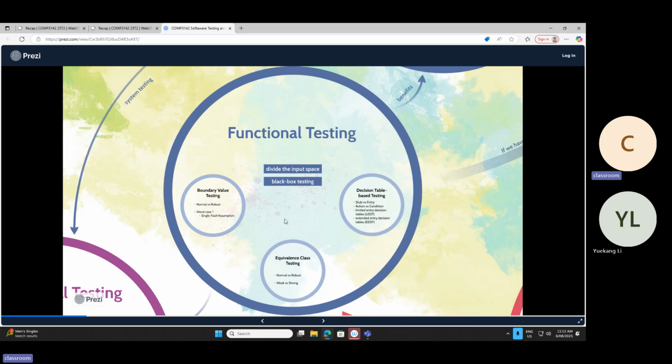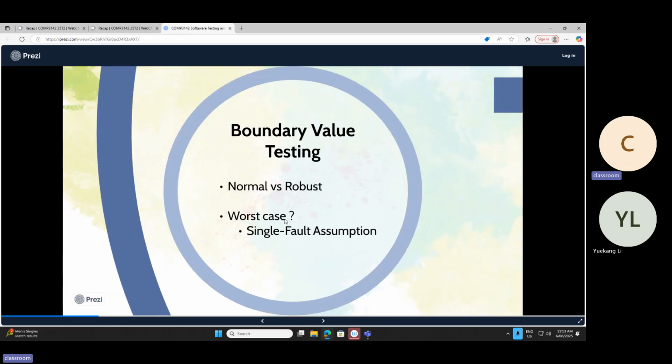So we can actually feed any type of inputs into the program. The key mechanism of all the functional testing techniques is to divide the input space according to certain rules. And the first type of division technique we used here for functional testing is to use the boundary values to divide the input space, right? So that gives us the technique of boundary value testing.